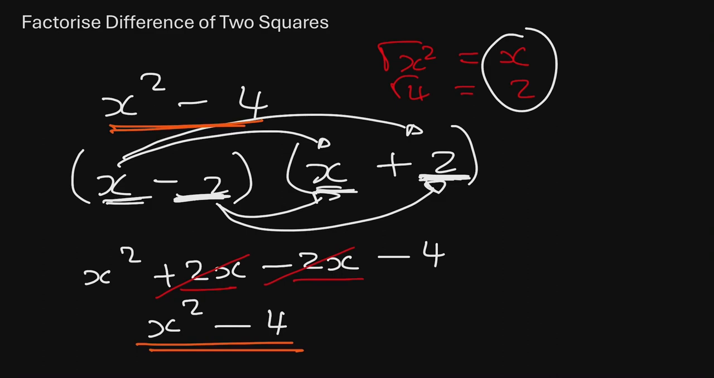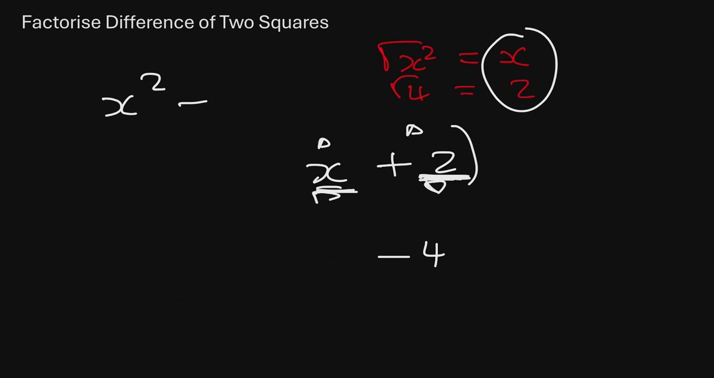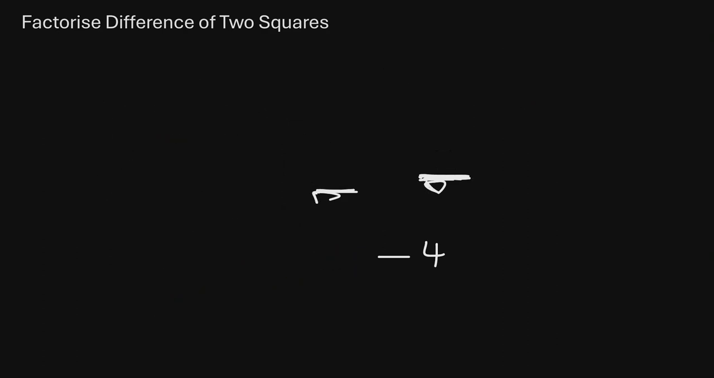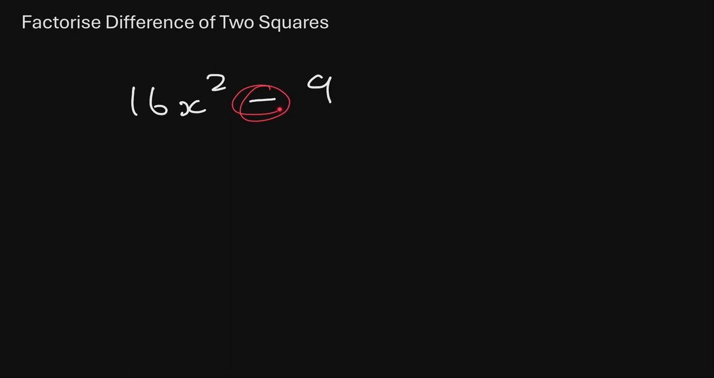Now, please feel free to pause the video and try the problems on your own before you look at the answer. Let's say, for example, we have 16x squared minus 9. The first thing that we look at is that we have a difference, which is minus. And then we also check whether these two terms are perfect squares. Now these terms are perfect squares.